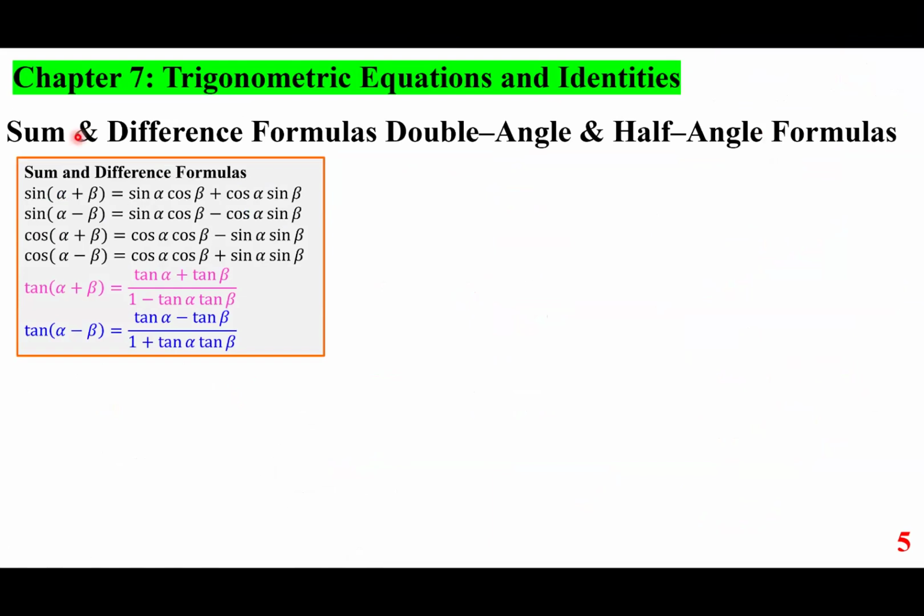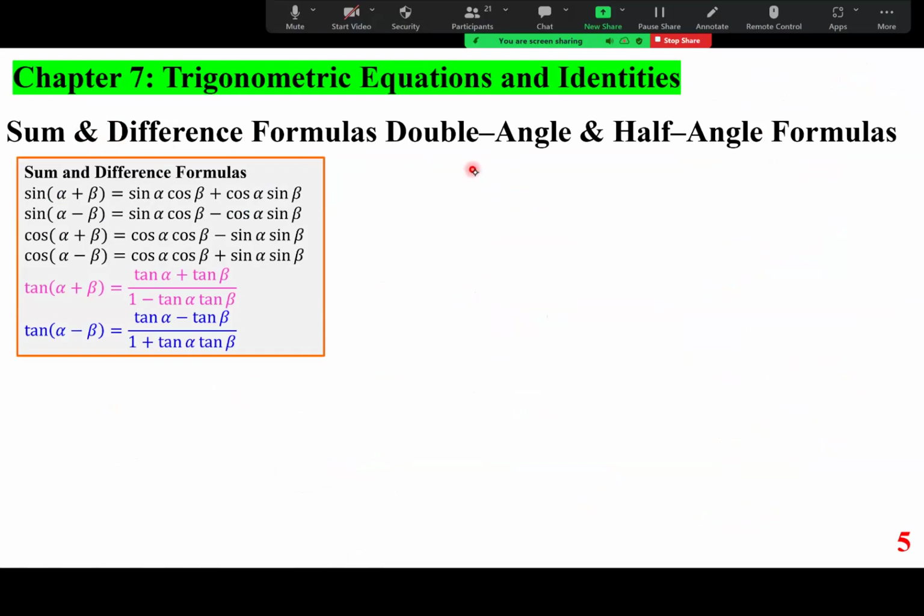Reminding you of sum and difference formulas, double angle and half angle formulas, and how we arrive at them. For the sum formulas, I hope you remember, for example, sine of alpha plus beta is sine alpha cosine beta plus cosine alpha sine beta. And sine of alpha minus beta, if you replace this with minus, you get sine alpha cosine beta minus cosine alpha sine beta. First, we proved the cosine of alpha minus beta is cosine alpha cosine beta plus sine alpha sine beta.